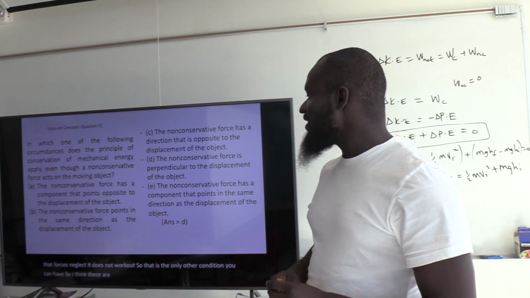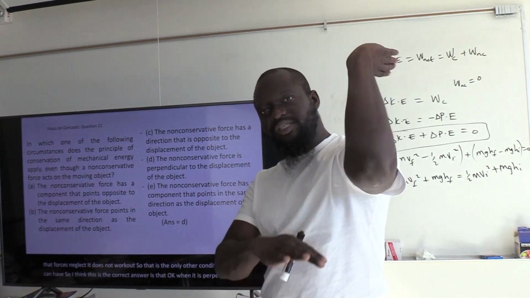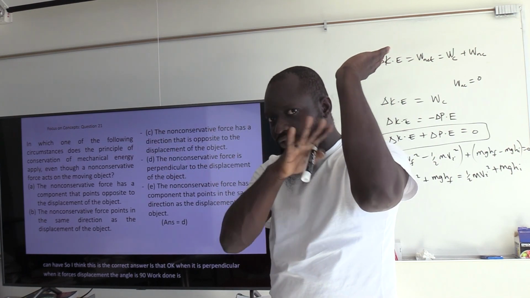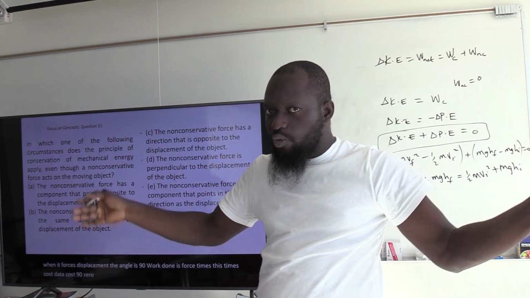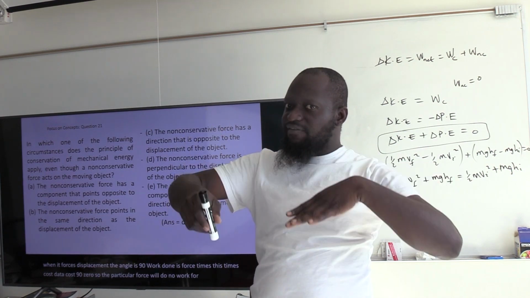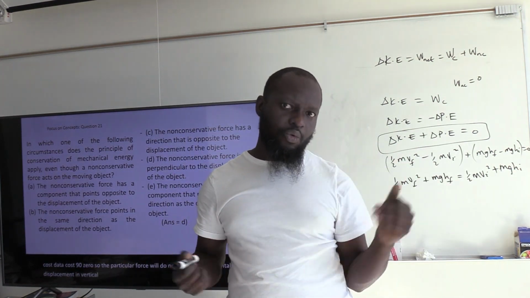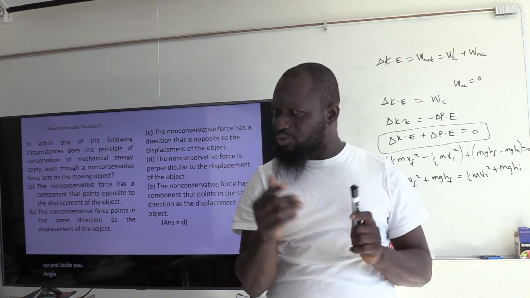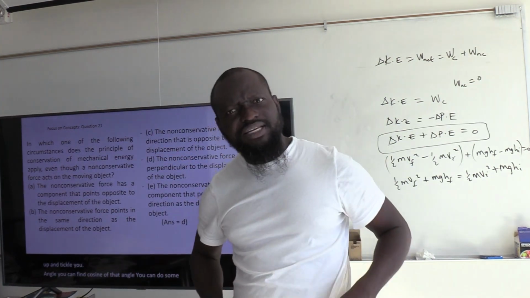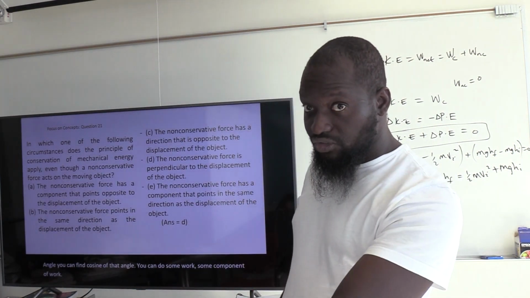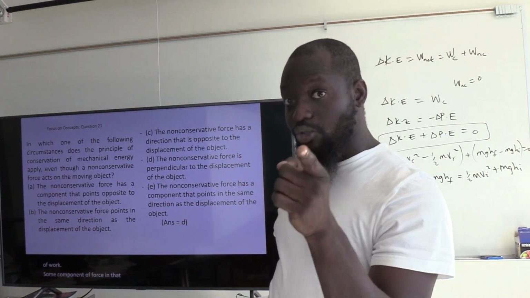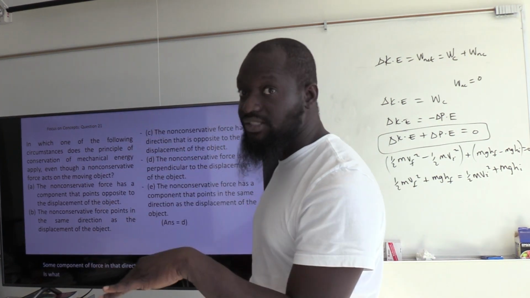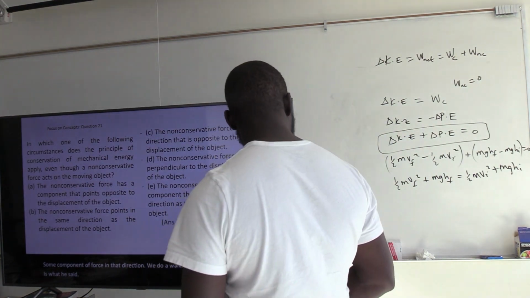Is that okay? When a force is perpendicular to displacement, the angle is 90. Work done is force times distance times cos theta. Cos 90 is 0. So a perpendicular force will do no work for a horizontal displacement. For a vertical displacement, a horizontal force will do no work. But if you're at some angle, you can find the cosine of that angle, and some component of force in that direction will do work in that direction. Work is a scalar. Work has no component. It is the force that has components, or the displacement that has components. Okay.